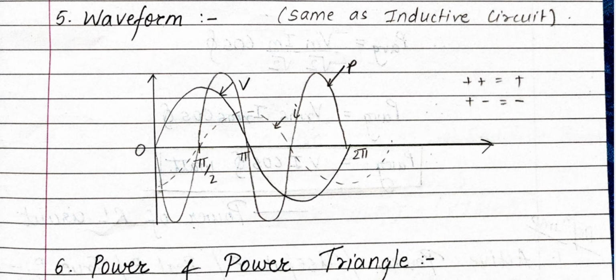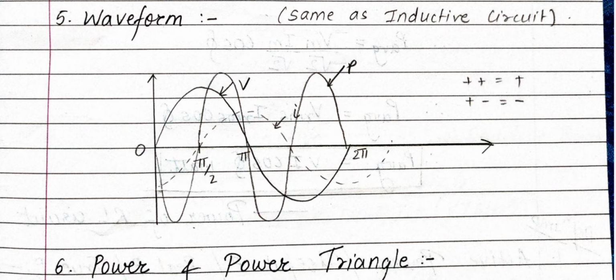So you can see in the first part, from 0 to pi by 2, your voltage is positive and current is negative. So what will it be? It will be P equal to positive into negative, maybe any value, it will come out negative. So your power will be in the negative form, that is below. So you can draw it, and remember that the power wave is always greater than the current and voltage waves.